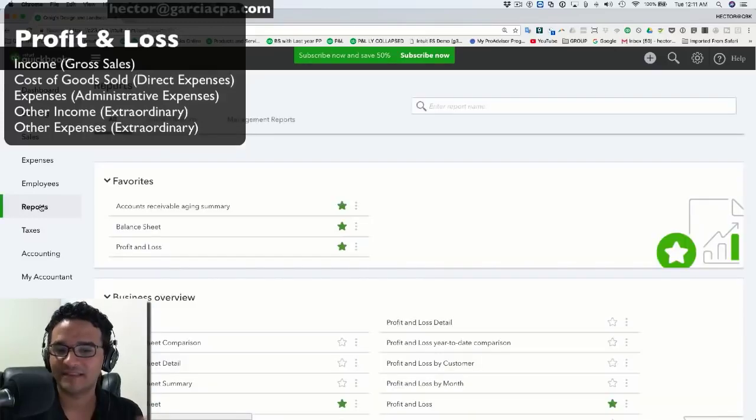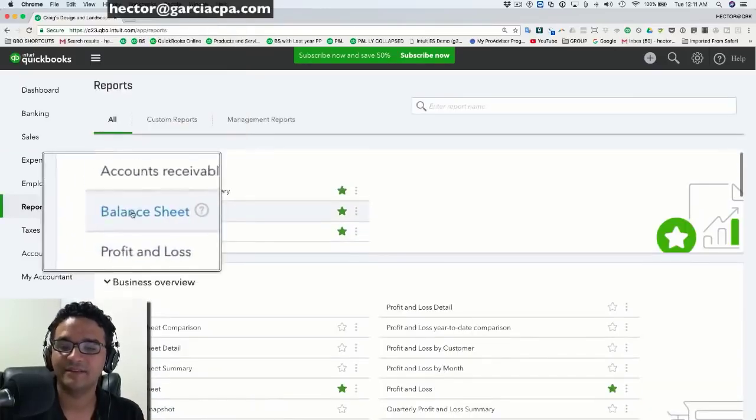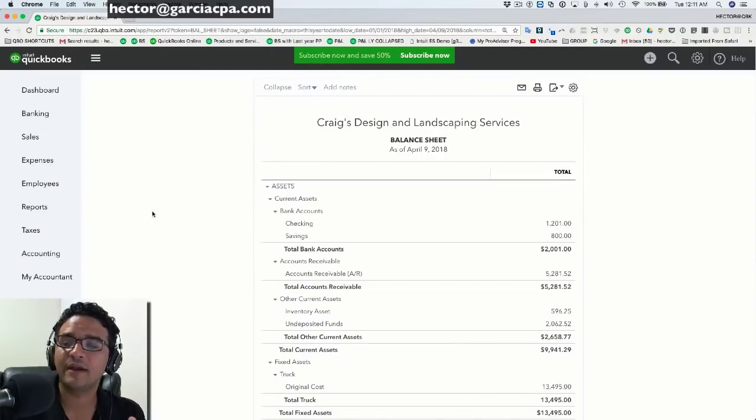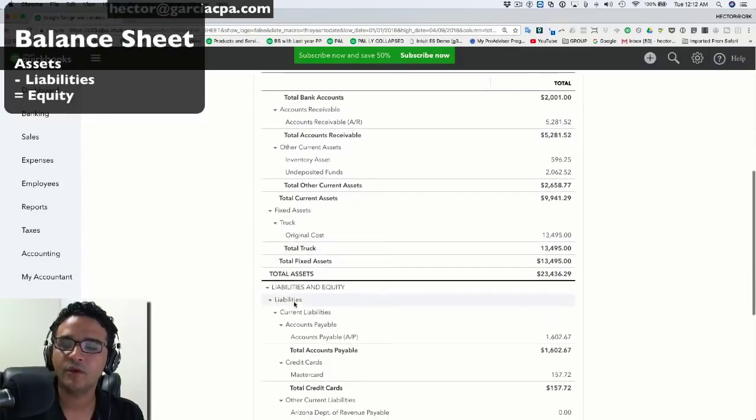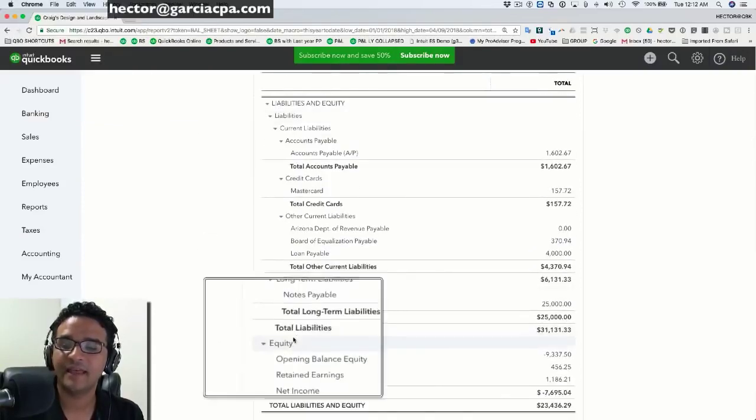The second report that's affected by the chart of accounts is the balance sheet. And you need to look at a balance sheet at the same time that you look at a profit and loss in order to understand the complete picture of the financial health of your business. The balance sheet contains three main components: your assets, your liabilities, and then your equity.